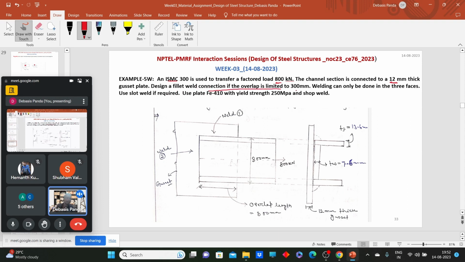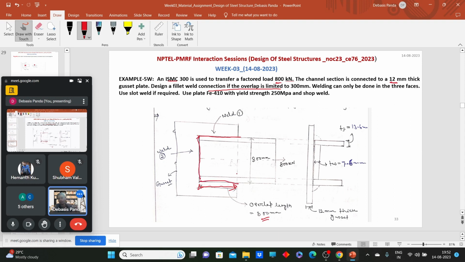Okay, the overlap is limited to 300 mm, and one more thing is said, the welding can only be done on the three faces, only the three faces. So here some restriction, like the overlap length we cannot go beyond 300 mm, right? We can only weld these three faces, this face, this face, and this face.